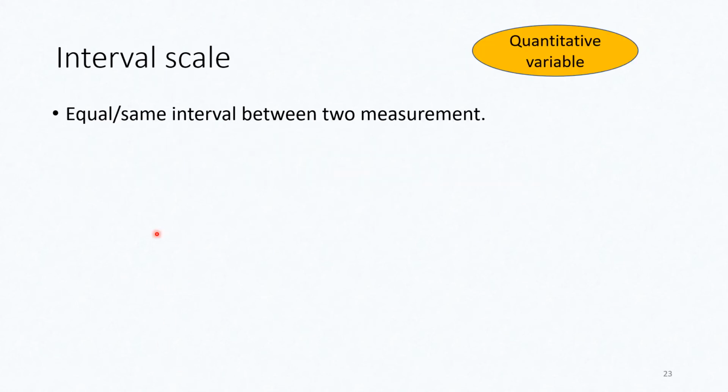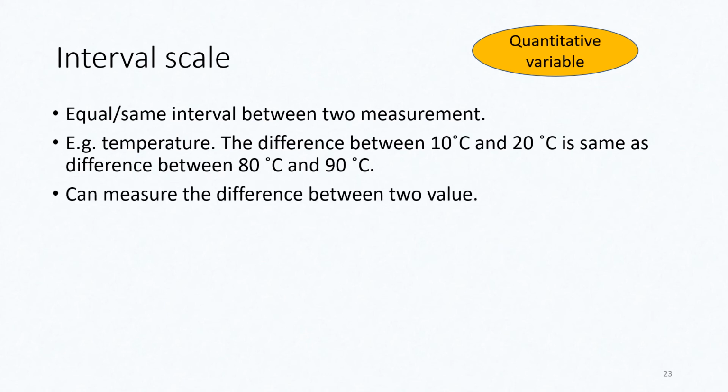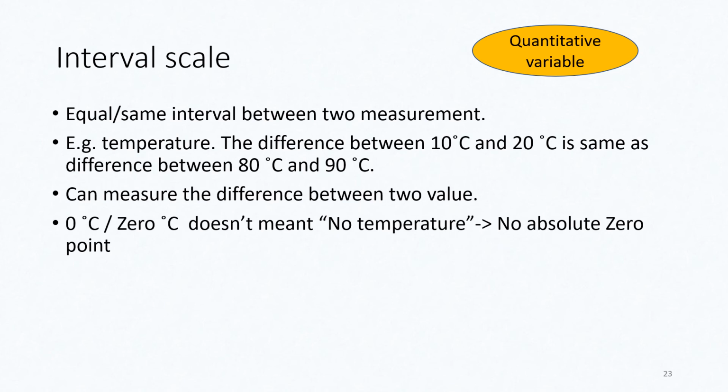Let's look at interval scale. Interval scale means equal intervals between two measurements. For example, temperature. The difference between 10 degrees and 20 degrees is the same as the difference between 80 degrees and 90 degrees. We can measure the differences between two values. Remember, 0 doesn't mean no temperature. So it indicates there is no absolute 0 point.